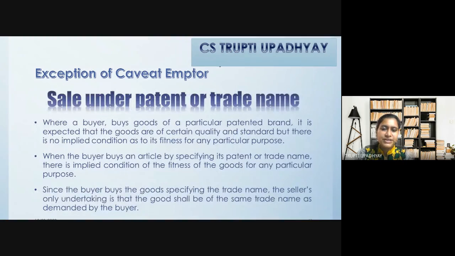Sale under patent or trade name. Where the buyer buys goods under a particular patented brand, it is expected that the goods are of certain quality and standard. But there is no implied condition as to its fitness for any particular purpose. When the buyer buys an article by specifying its patent or trade name, there is an implied condition of the fitness of the goods for any particular purpose. Now let's understand this.